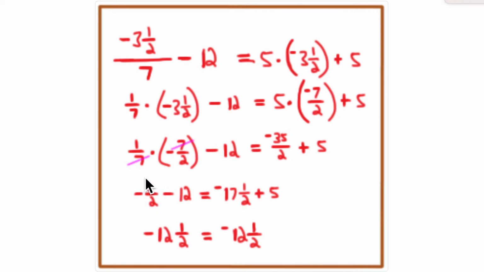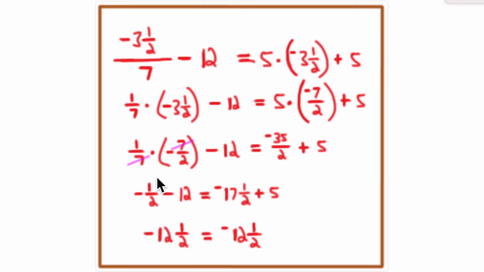So this is a negative 1/2 minus 12. Well, to combine these, you look at this as adding a negative 12. So here you're changing this to adding in the additive inverse. So add a negative 12. That gives you a negative 12.5.